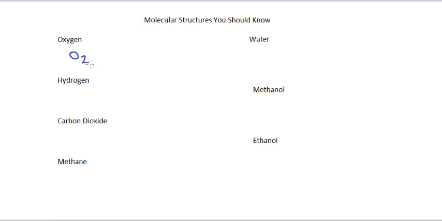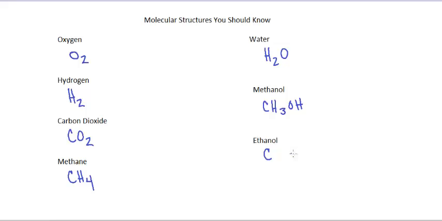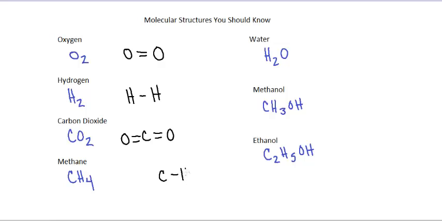Now we're going to move on to some molecular structures and formulas that you need to know. I'm going to start off just filling in the molecular formulas for you, and then I'm going to draw on the structures. I will provide a sheet that has these written that you can download. So if you will look, oxygen is made of 2 double-bonded oxygen atoms. Hydrogen, 2 single-bonded hydrogens. Carbon dioxide is a carbon double-bonded to 2 oxygens.